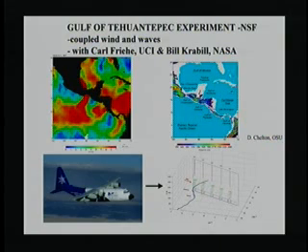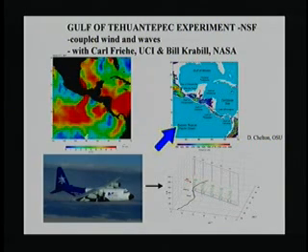Next year, we plan to extend our work down into Mexico, the Gulf of Tehuantepec. This is work that has just been funded by the National Science Foundation. We're in the process of trying to get access to a C-130 aircraft now to carry our instrumentation. And this area here is known for what are called gap winds.